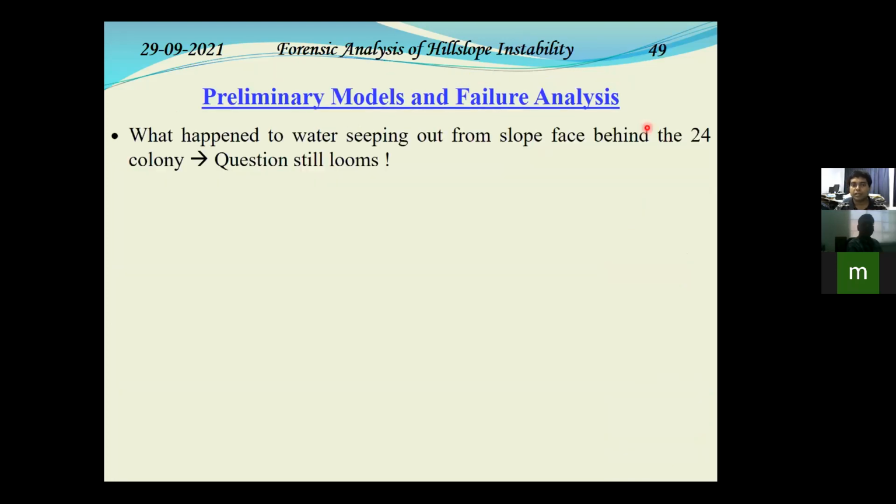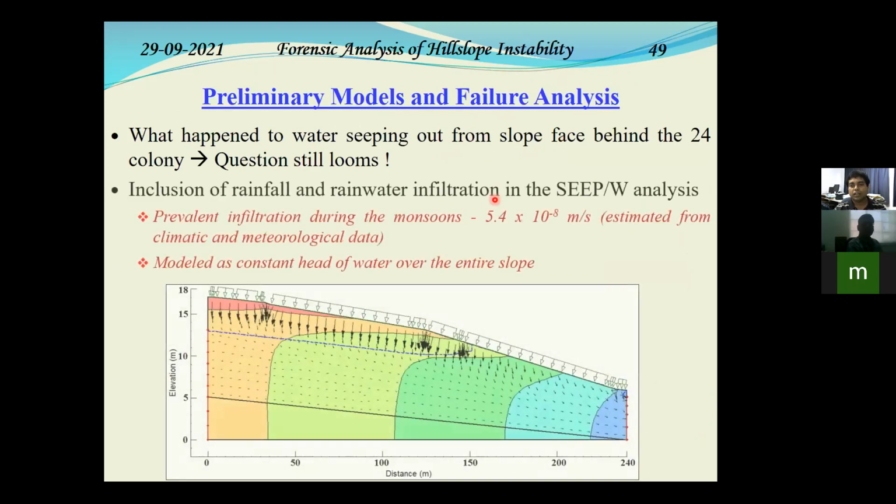If you remember, in this particular case, rainfall had occurred as mentioned by the client, as I was mentioning earlier. And when we visited the site, we could see water seeping out from the slope face behind the 24 colony. Now, that's where the question looms: if we are not considering the rainfall, then we will not see the rise of the water table, and that's what we need to inspect.